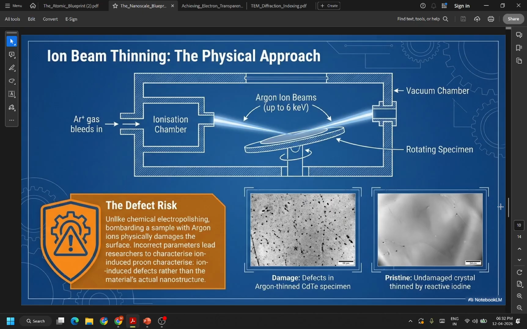So unlike chemical electropolishing, bombarding a sample with argon ions physically damages the surface. Incorrect parameters will lead researchers to characterize ion-induced defects rather than the material's actual nanostructure. So you can see here the same cadmium telluride specimen. When it was thinned by reactive iodine, it is pristine, undamaged. But when it was thinned by argon ion beam, defects have been created.